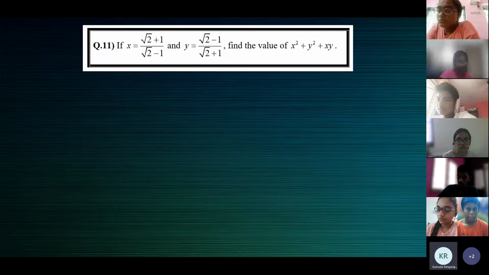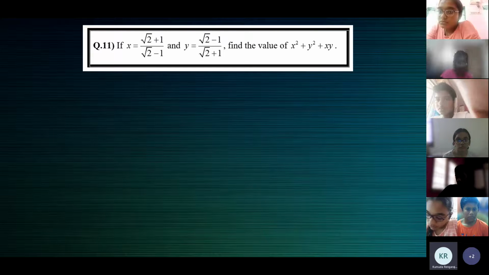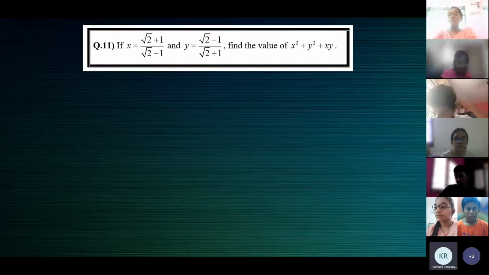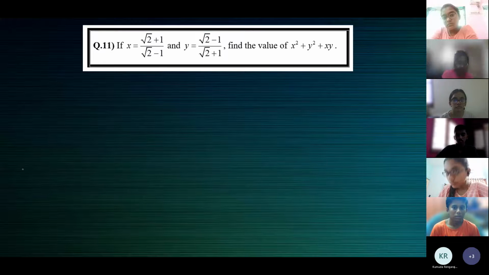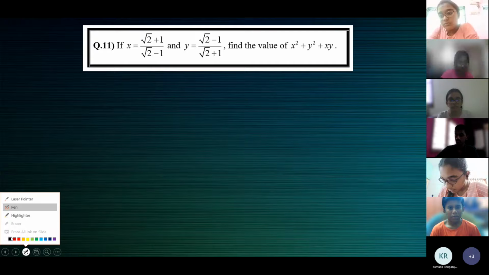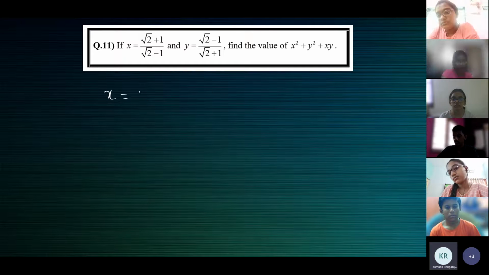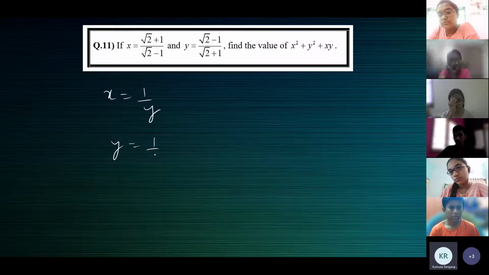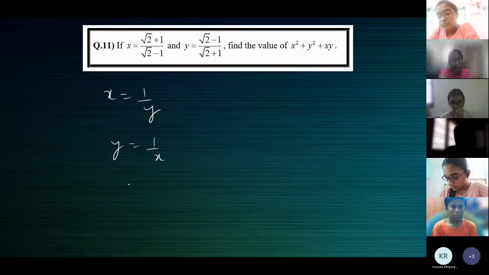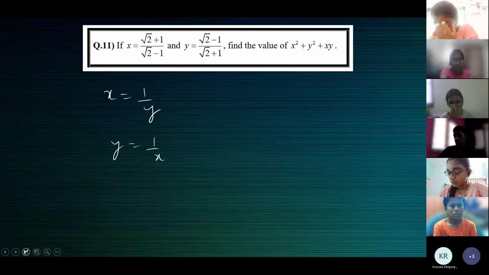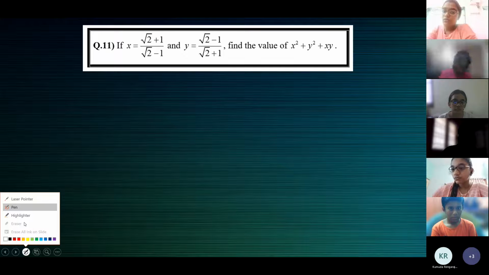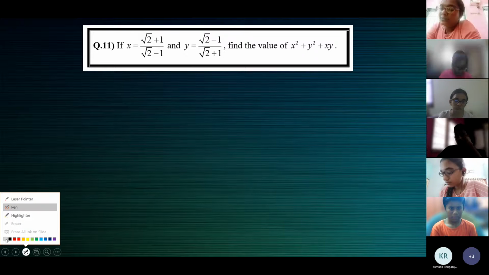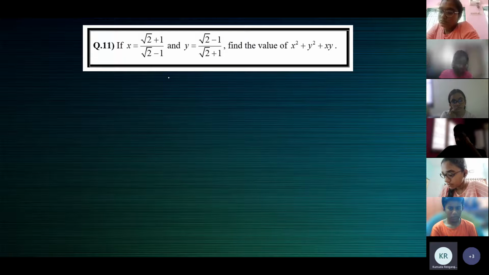So here, if x is equal to root 2 plus 1 by root 2 minus 1 and y is equal to root 2 minus 1 by root 2 plus 1, can you see that y is clearly the reciprocal of x? Yes. X is the reciprocal of y, and y is the reciprocal of x. X and y are reciprocals of each other. Yes or no? Yes, ma'am.